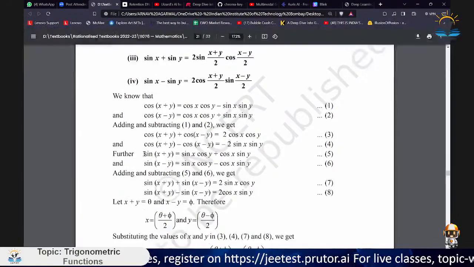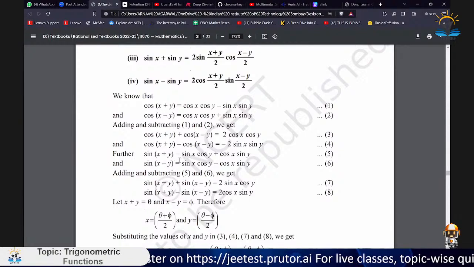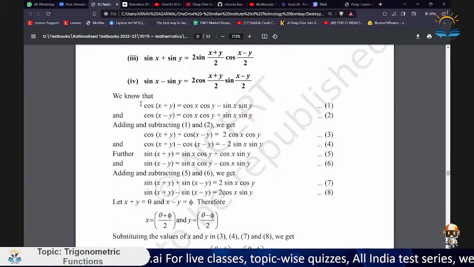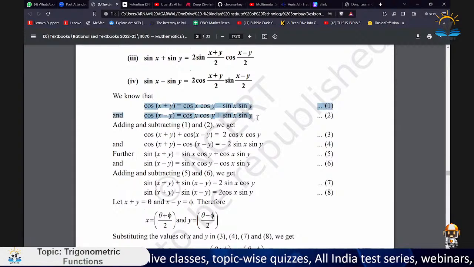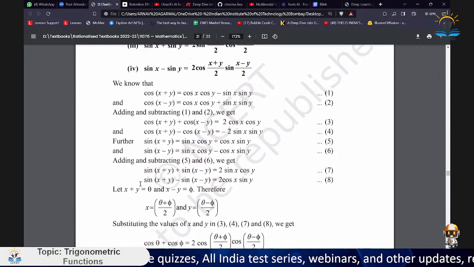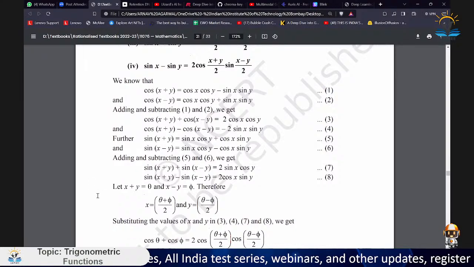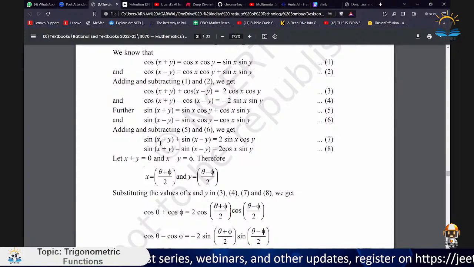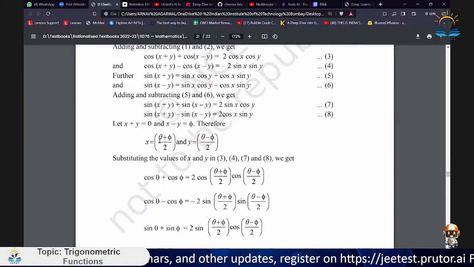Again, sin(x plus y), we know that it is sin x cos y plus cos x sin y, and sin(x minus y) is sin x cos y minus cos x sin y. So what we did is we wrote these two equations, added and subtracted them. We wrote these two equations, again added and subtracted them. Now we are replacing x plus y by theta and x minus y by phi. We get x equal to this and y equal to this in terms of phi and theta.